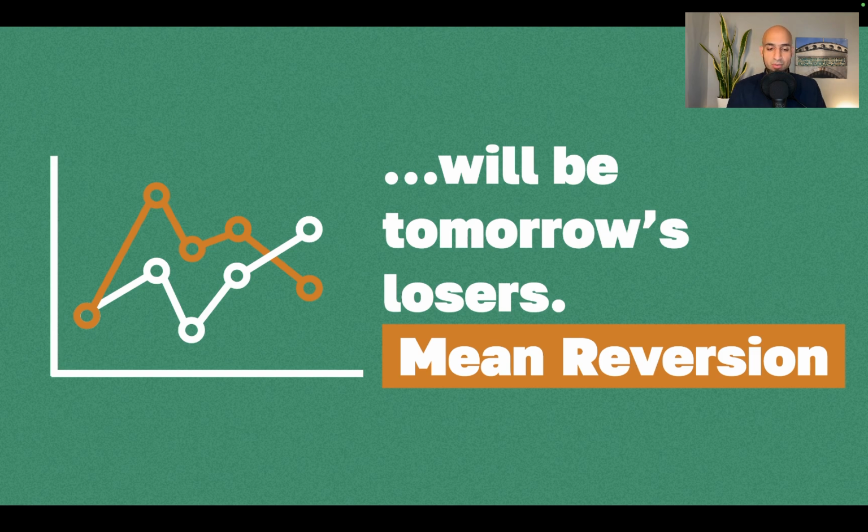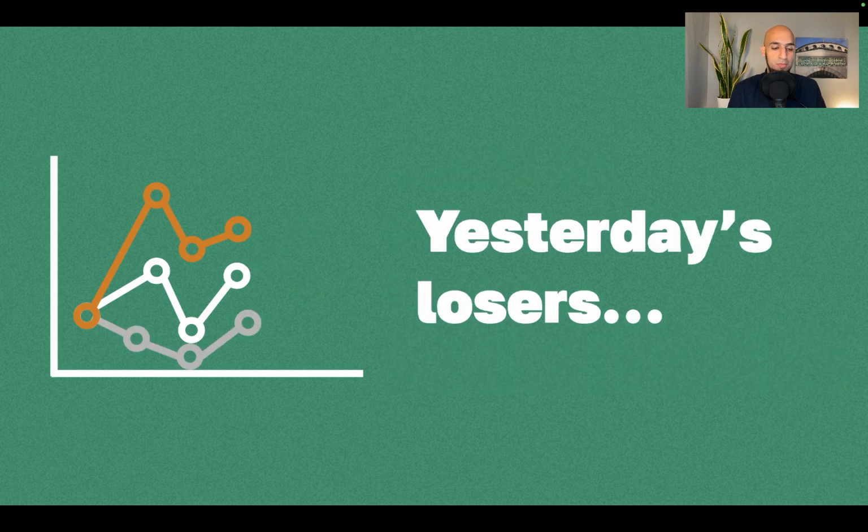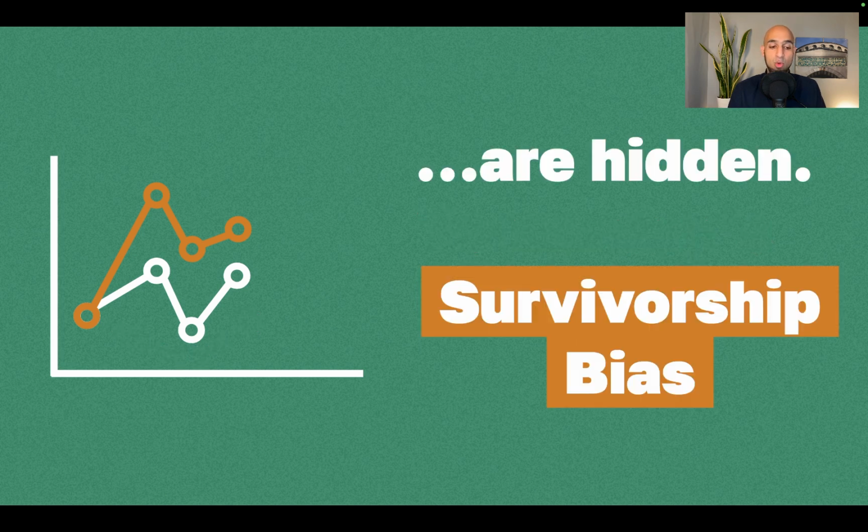The second thing to note is that if you are ever shown a list of a firm's successful funds, you have to remember that yesterday's losers are often hidden. They will remove all of the losing funds and just show you the winning funds. We call this survivorship bias.